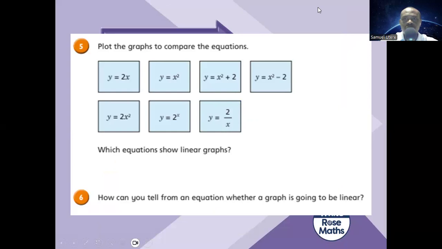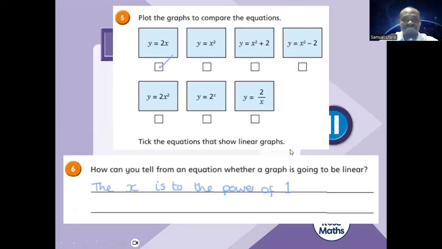Then question 4 and 5. You're told plot the graphs to compare the equations. Of course, for this one you can use the graphing program Desmos, which I've shown you, to plot them very quickly. And then you can show which equations is linear by just looking at which one has a straight line, basically. Then question 6, you ask, how can you tell from an equation whether a graph is going to be linear? Aha, this is the point where you need to pay close attention. Shine your eyes. Okay. All right. So here are the answers.